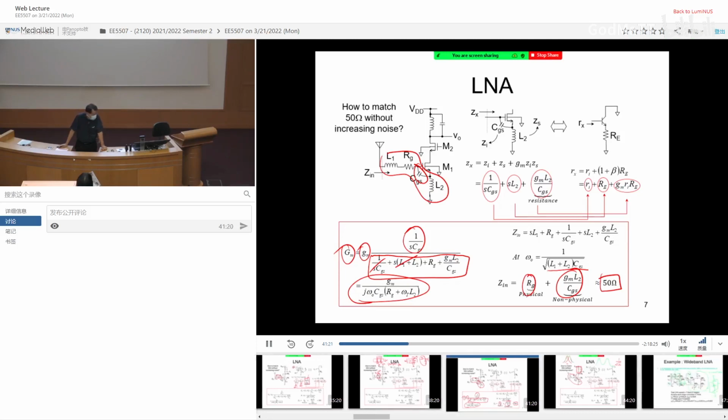You can play around with the factor. Bandwidth. This is actually a narrow band design. If you think carefully, this is actually a narrow band design. You only work at one frequency. Am I right? So at other frequencies, it actually doesn't work that well. So you only work at one frequency, and therefore, it's a narrow band design.